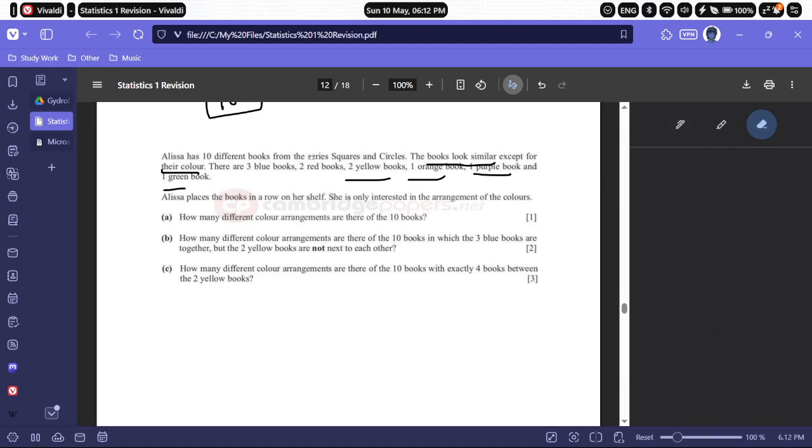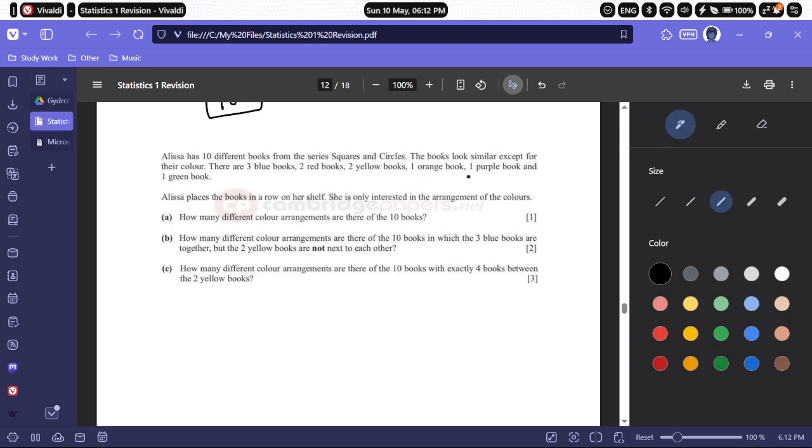Let me just erase that. So just keep in mind that these are technically 10 different books, but if you were to talk about it in context of the colors, some of the books have similar colors. So in that sense, they would be identical. Now, for part A, they're asking you how many different color arrangements are there of the 10 books.